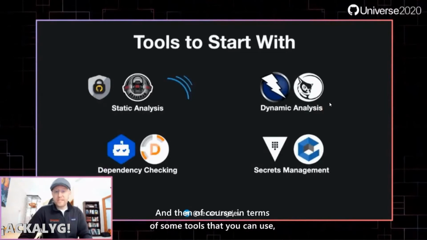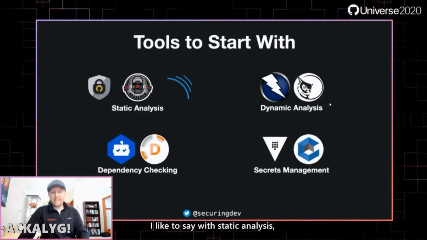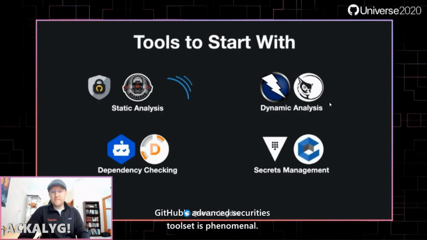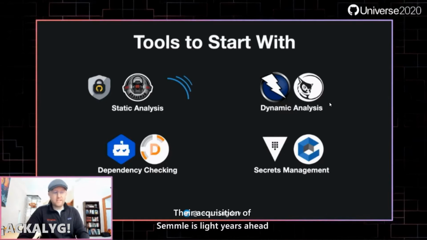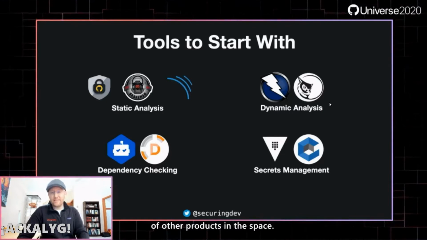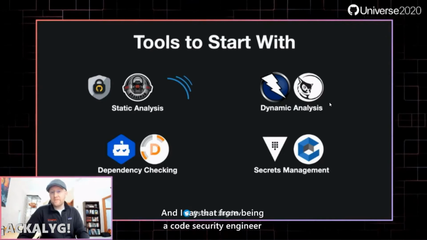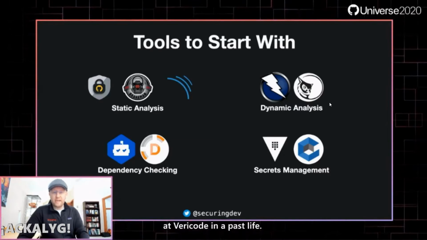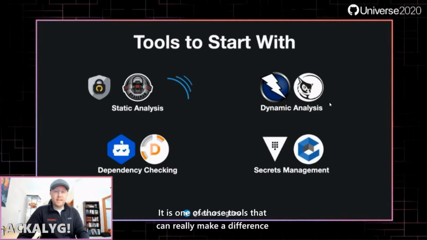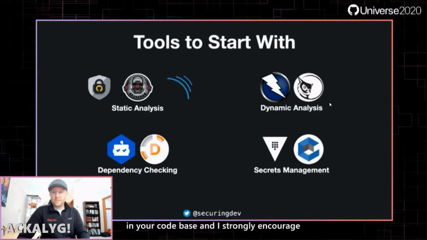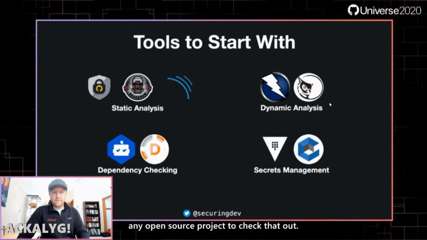And then, of course, in terms of some tools that you can use, I like to say with static analysis, GitHub's advanced security toolset is phenomenal. Their acquisition of Semmle is light years ahead of other products in the space, and I say that from being a code security engineer at Veracode in a past life. It is one of those tools that can really make a difference in your code base, and I strongly encourage any open source project to check that out.